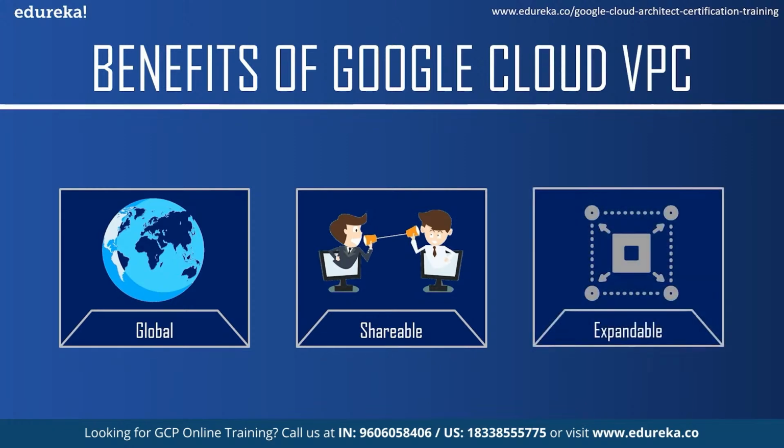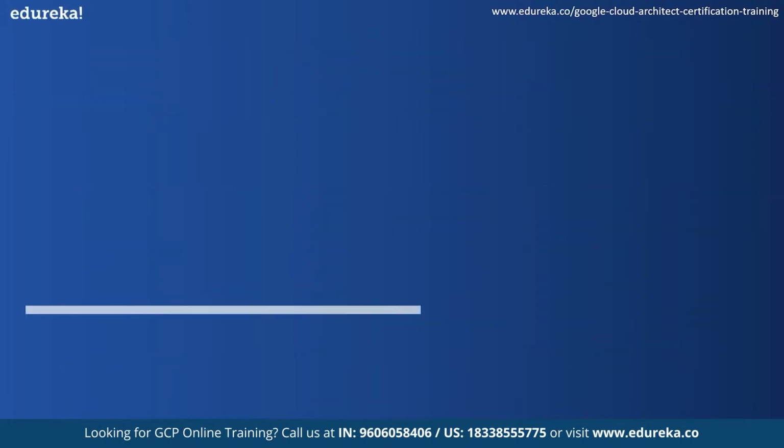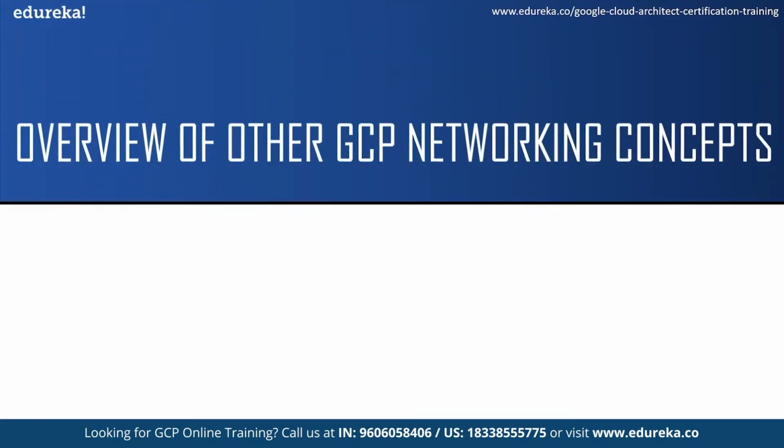The next advantage is that it is expandable. Google Cloud VPC lets you increase the IP space of any subnet without any workload shutdown or downtime. This gives you flexibility and growth options to meet your needs. Now I guess you have some idea about VPC. Let us move on to the next topic and see what Google Cloud Load Balancer is.